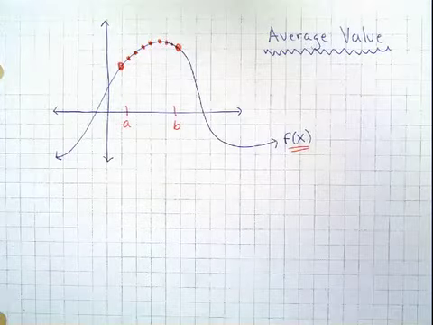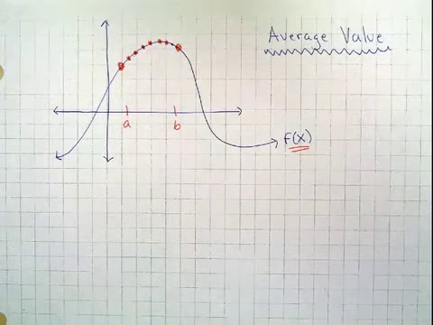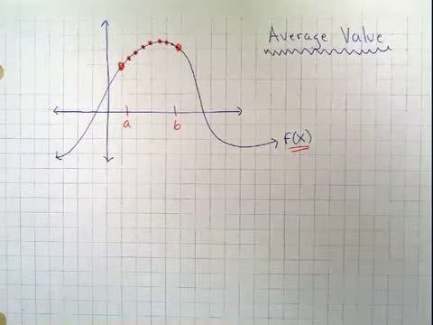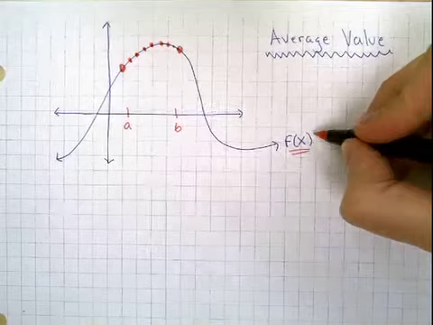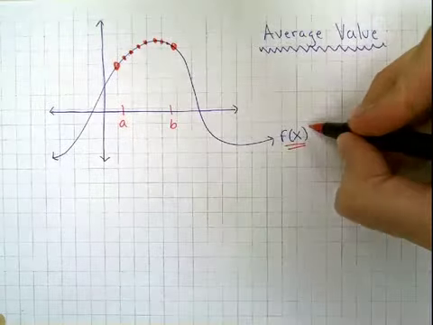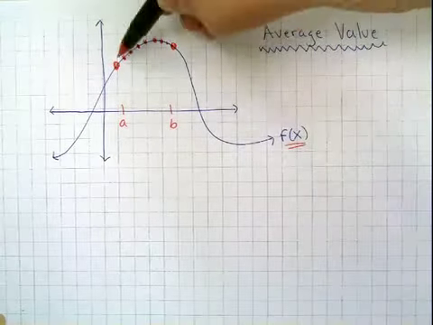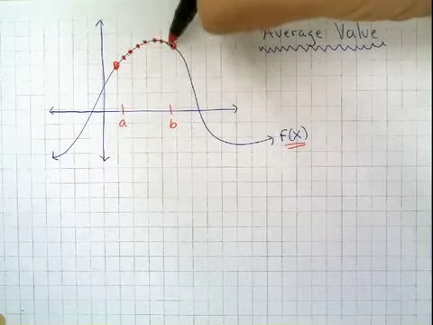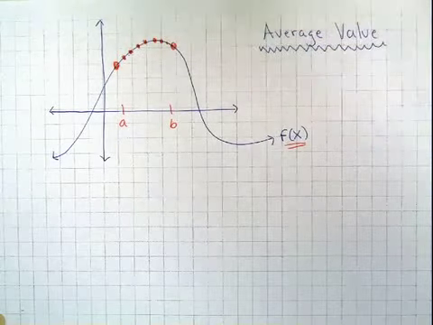Or if I said find the average of like 4 different people's test scores, you would add up their 4 test scores, divide by 4, that'd be your average answer. Well, same thing if you want to find the average of a function f of x. If I want to know what the average from a to b is, I could take all the points from a to b, add them up, and divide by how many there are.